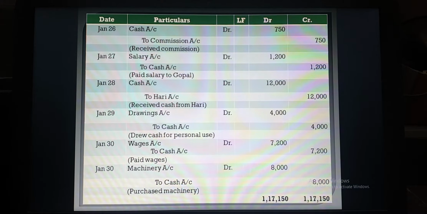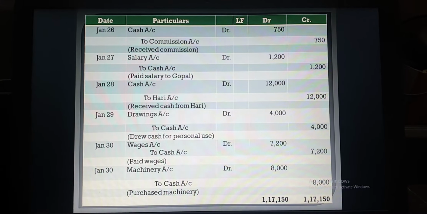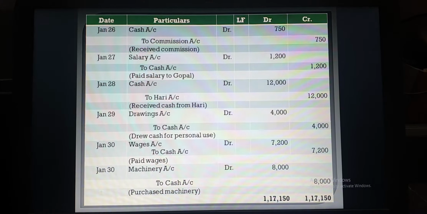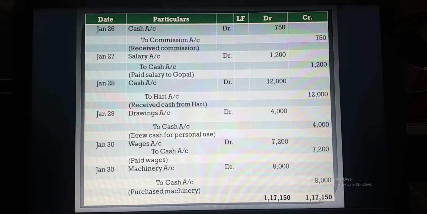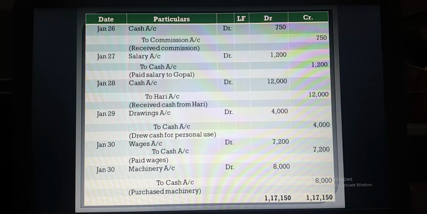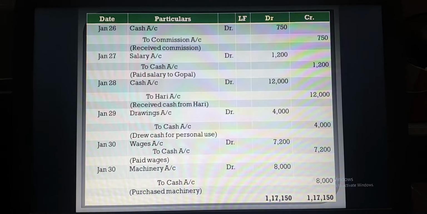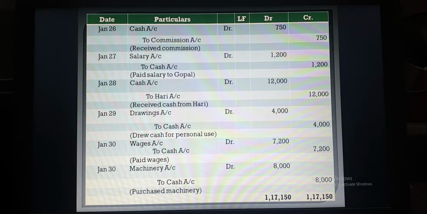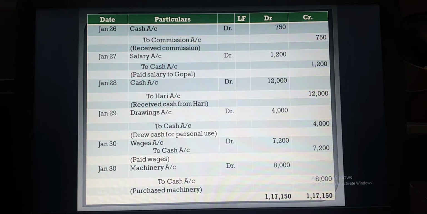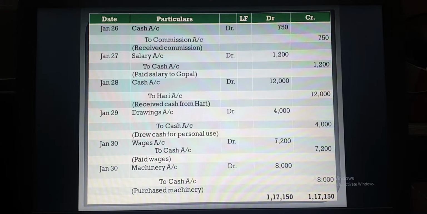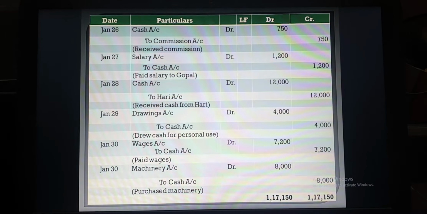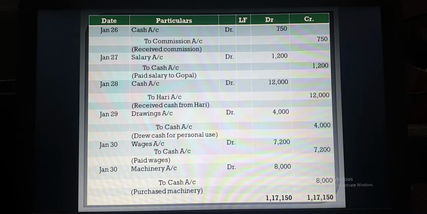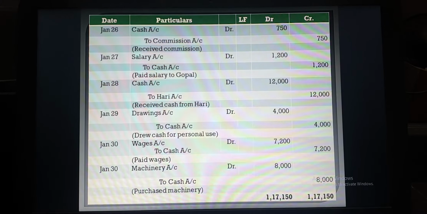Now January 30, paid wages. Wages is your expense. So expense will be debited, and in place of expenses you are paying cash. So cash will be credited. So the entry will be wages account debit to cash. On the part of wages, nominal account is applicable, and on the part of cash, real account is applicable. So wages account debit to cash 7,200. It is an item of January 30, and the narration is paid wages.